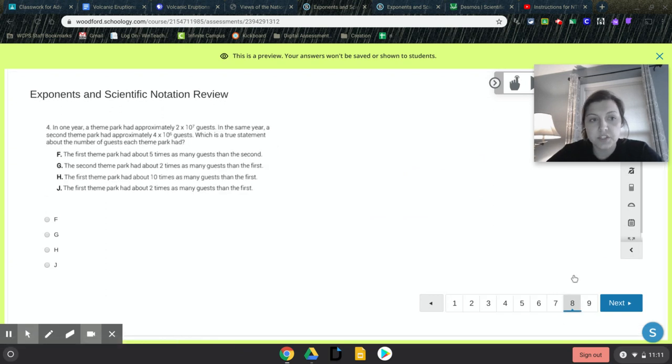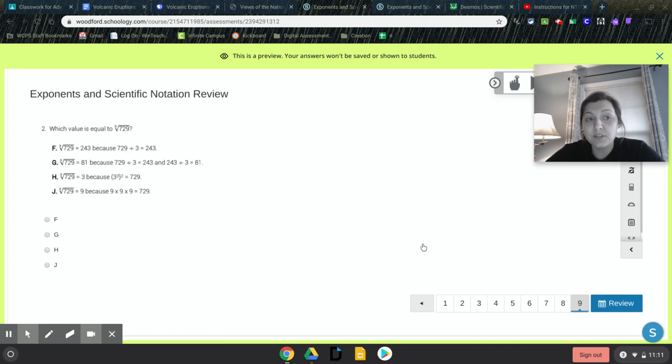All right, this is actually number 4. So a theme park had 2 times 10 to the 7th guests. In the same year, a second theme park had approximately 4 times 10 to the 6th guests, which is a true statement about the number of guests that each had. So I recommend putting them both in standard notation and then figuring out which statement is true.